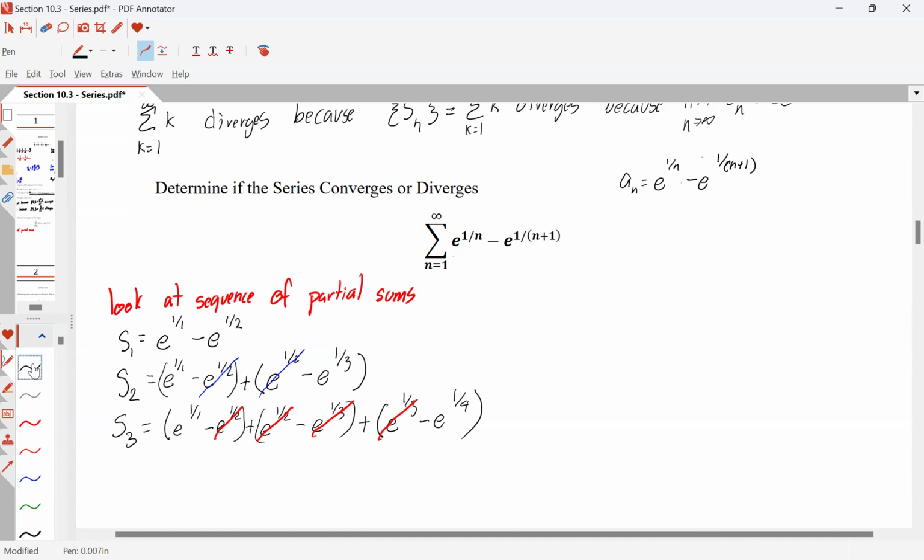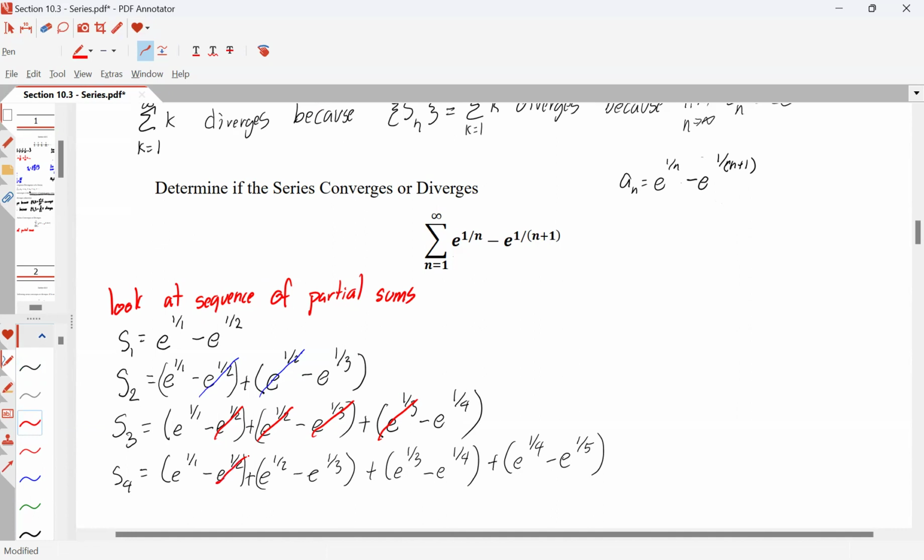Now, looking at one more term, s sub 4 would be e to the 1 over 1 minus e to the 1 over 2 plus e to the 1 over 2 minus e to the 1 over 3 plus e to the 1 over 3 minus e to the 1 over 4 plus e to the 1 over 4 minus e to the 1 over 5. A bunch of things cancel again.